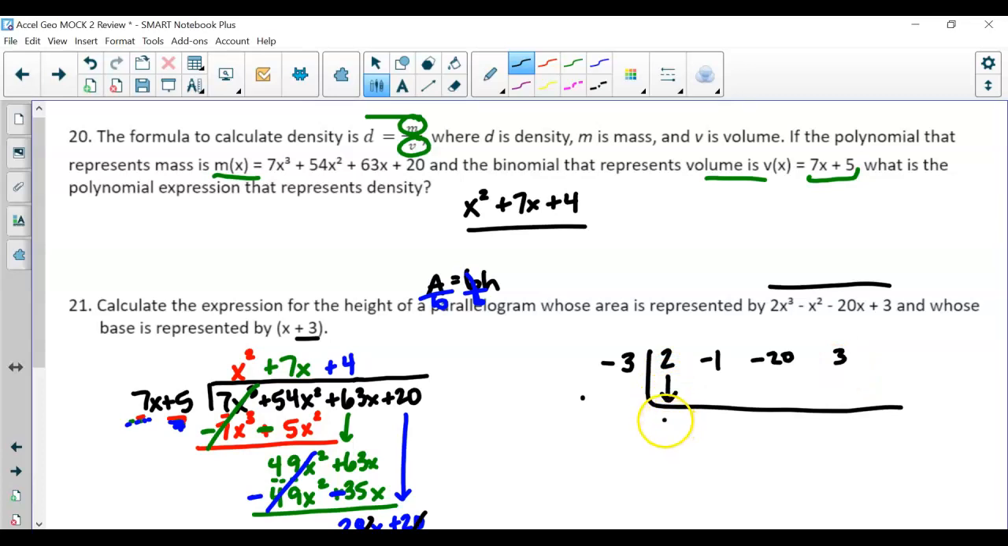Then remember, always bring down the first term, which in this case is 2. Now you can start multiplying. -3 times 2, -6. Then combine and add above. Here you get -7. Now we start the process all over again. -3 times -7, 21. When you combine, you get 1. -3 times 1, -3. You are left with a remainder of 0. So if we started with x cubed, we're now down to x squared. So the height is 2x squared minus 7x plus 1.